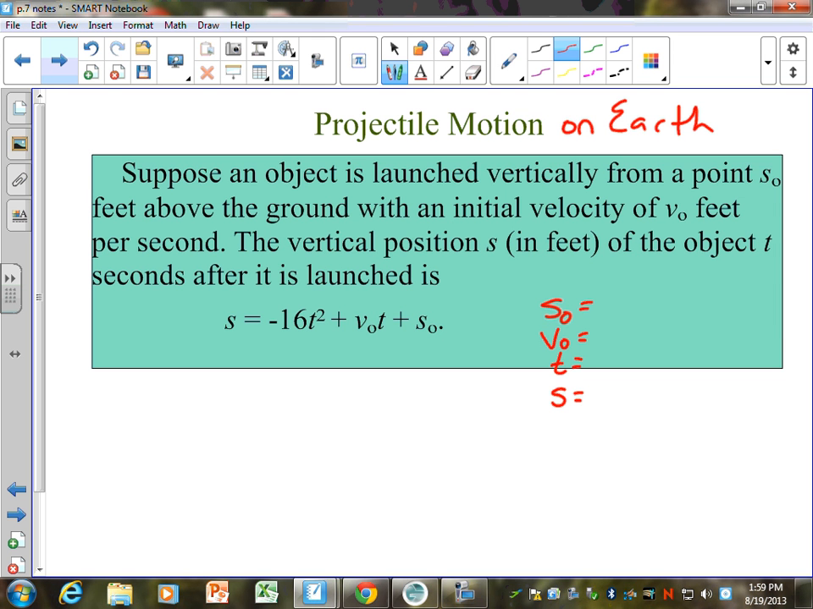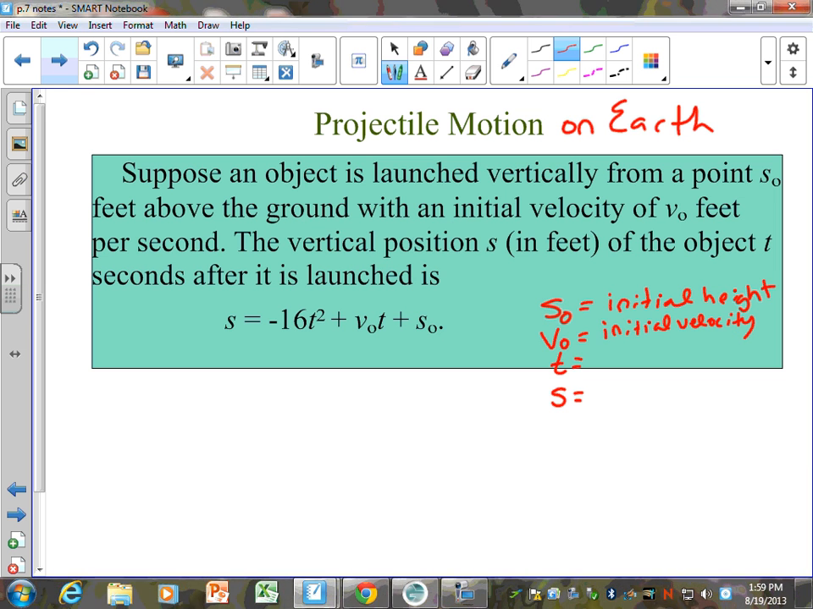But it says, suppose an object is launched vertically from a point s sub-0 feet above the ground. So this I like to call our initial height. I like to say throwing something more than launching something, but if you launch something from the ground, your initial height would be 0. But let's say you're standing on a 100-foot tall building, then your initial height would be 100. Or sometimes you're standing in the ground, so your initial height is negative because you're actually below ground. Initial velocity, that's what v sub 0 is. That's in feet per second, so it's how fast it's going to begin with.